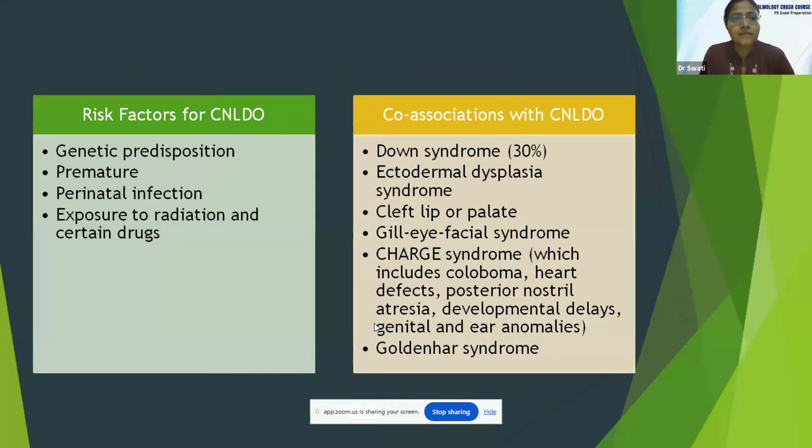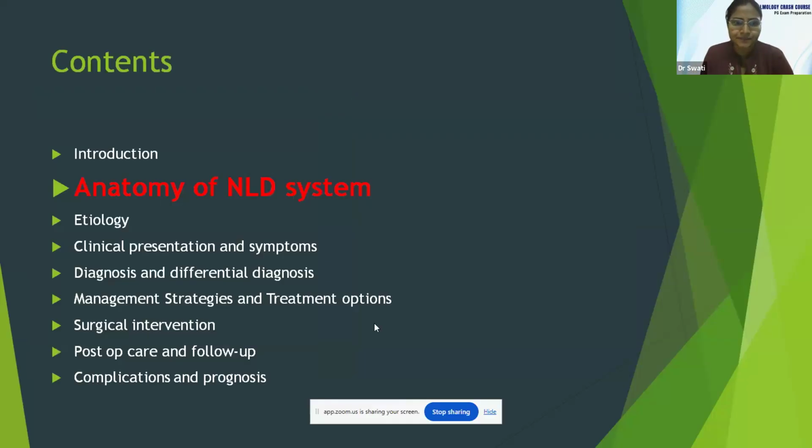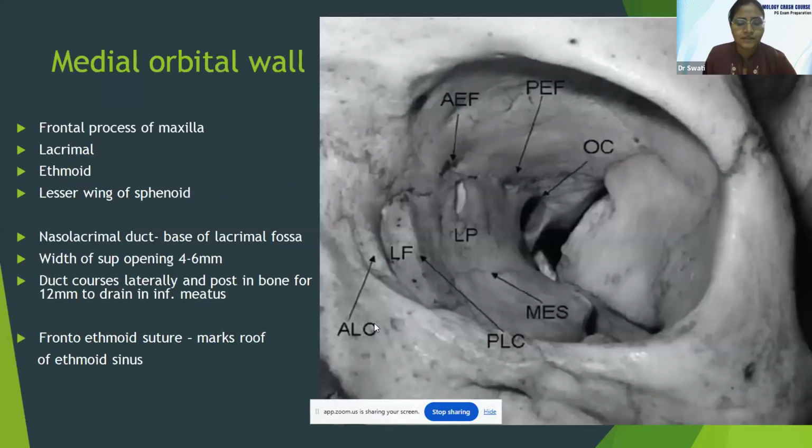There are certain risk factors for developing CNLDO, like genetic predisposition, prematurity, perinatal infections, and exposure to radiation. There are certain co-associations with CNLDO. As high as 30% of children with Down syndrome have coexisting CNLDO. Others include ectodermal dysplasia syndrome, cleft lip and palate, and other craniofacial abnormalities. So, to manage CNLDO, one should have knowledge about the anatomy of the NLD system, which was very clearly enlightened by Dr.